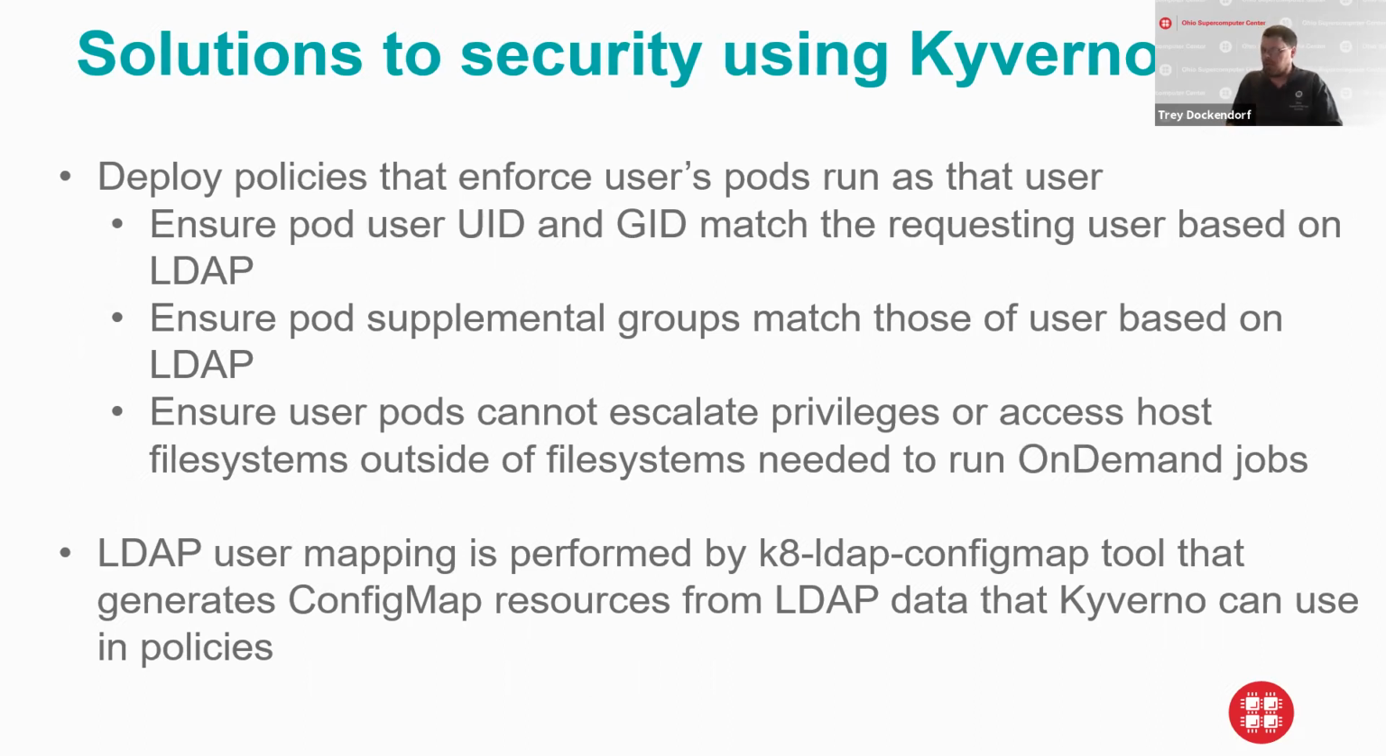To make this more secure, we use the Kyverno policy engine. We deployed policies that ensure a UID and GID are set and they match LDAP, and that the supplemental groups in Kubernetes set for the pod match LDAP. And we did a lot of additional settings that we enforce to ensure that the pods are running unprivileged, that they can't access host file systems aside from what we allow, and that they can't escalate privileges. The LDAP mapping is actually an application we wrote called K LDAP config map. It dumps LDAP data into specially crafted config maps inside of Kubernetes that can be used by Kyverno.